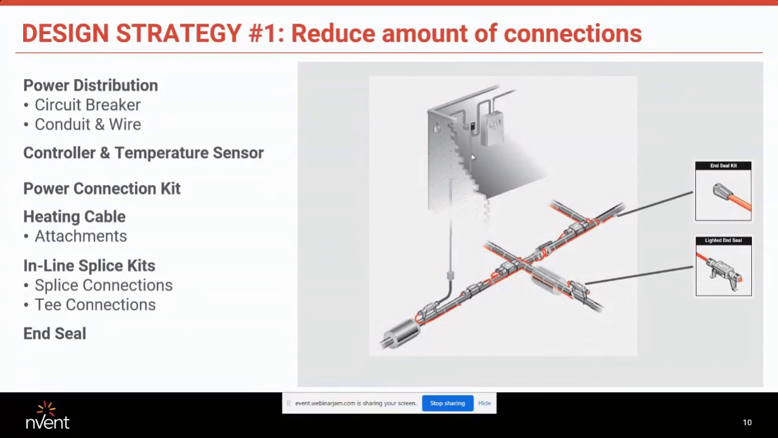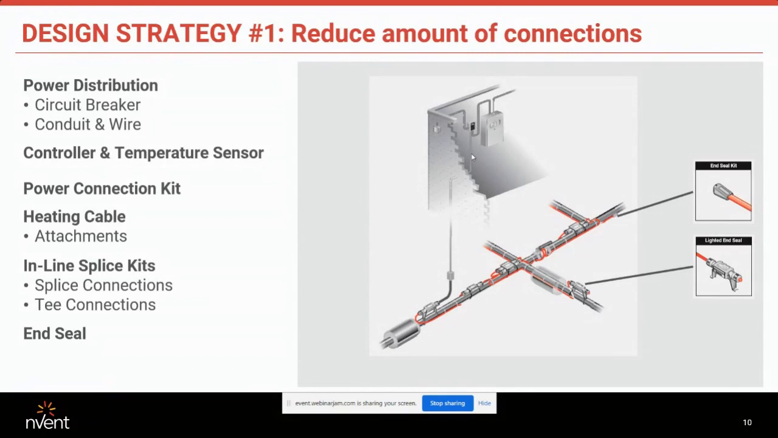The components in between, you can have splices, you can have T connections, but anytime you can reduce the amount of connections you have in a system, the better that system is going to operate, the less potential issues you might have in the field with water getting in connections and things of that nature.